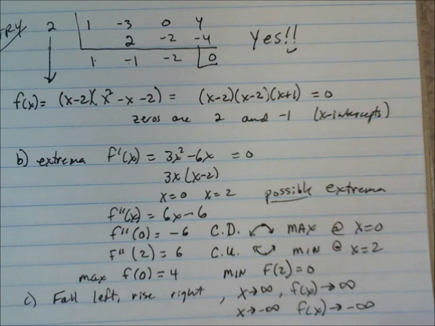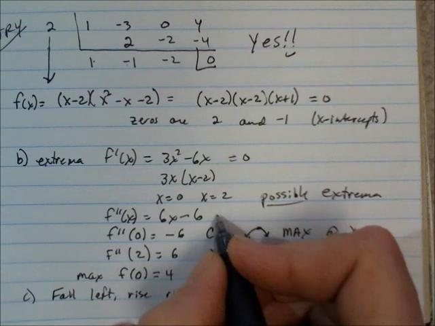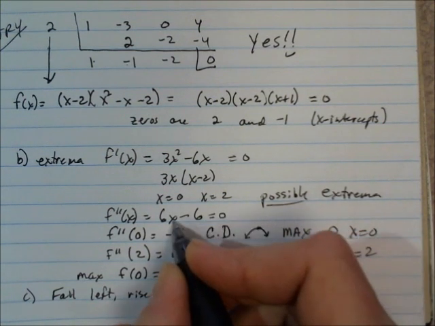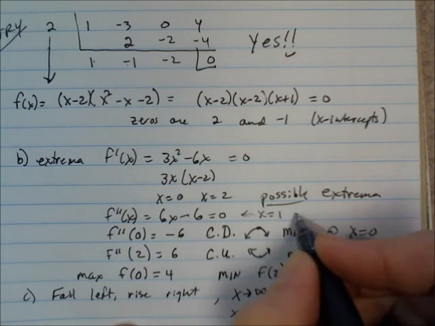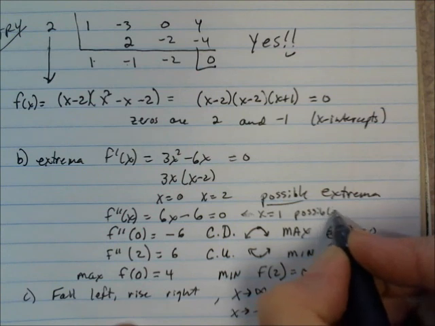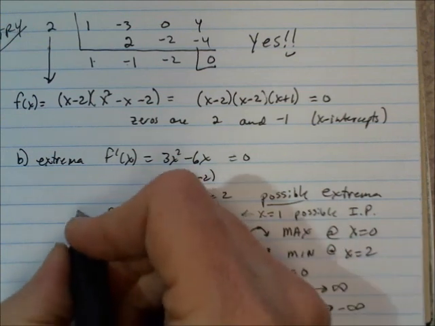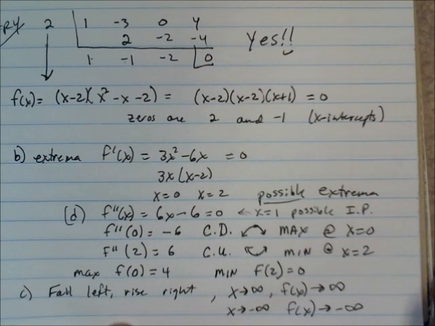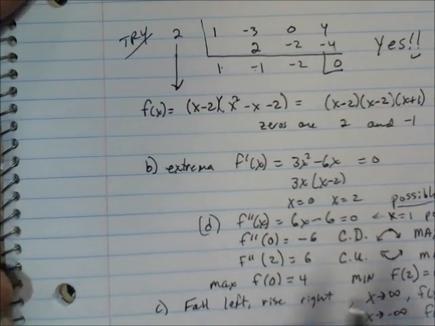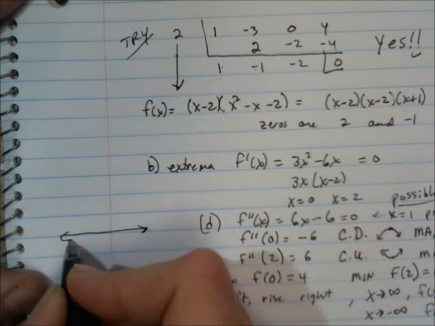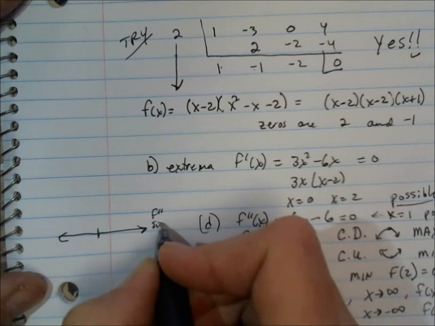And then concavity and inflection points. So we have the second derivative already worked out. If we set the second derivative equal to 0, 6x equals 6, so x equals 1 is the possible inflection point. And this is our letter D, finding the second derivative. And to figure out if it is actually an inflection point, you're going to set up a second derivative sign table with only x equals 1. So this is f double prime sign table.